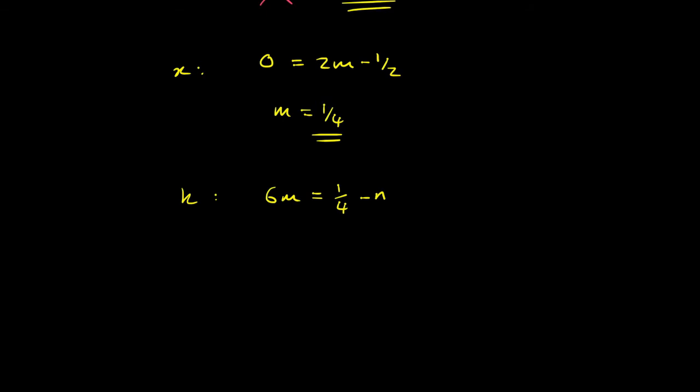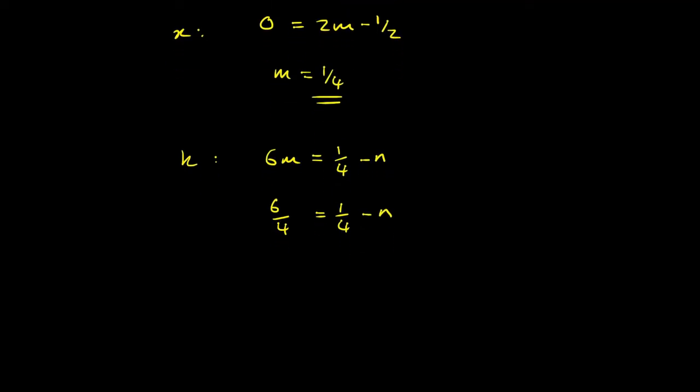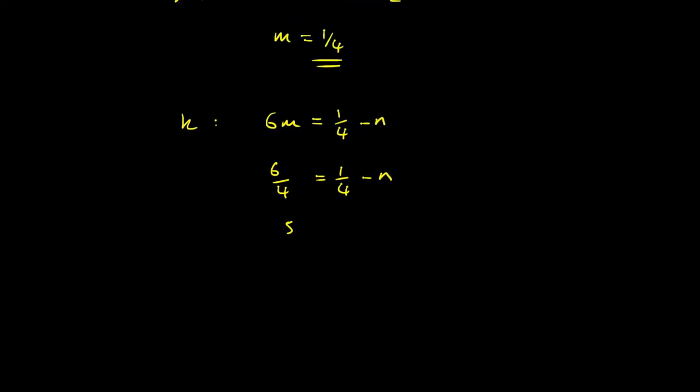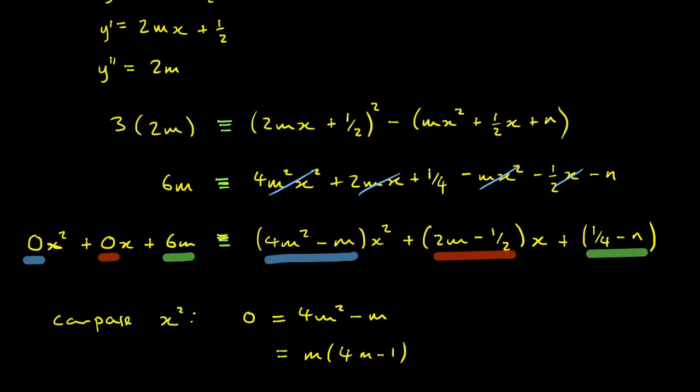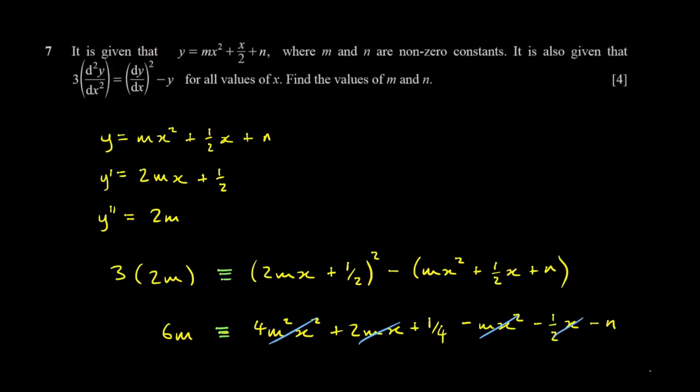So m is a quarter, right? So we've got 6 quarters there is equal to a quarter minus n. So if I subtract a quarter from both sides, 5 quarters would equal negative n, and therefore n must be equal to negative 5 quarters. So I think I've got the answer there. So m is a quarter, n is negative 5 quarters. Let me just check against the mark scheme. So where is it? m is a quarter, n is negative 5 quarters, and no other values. Okay.